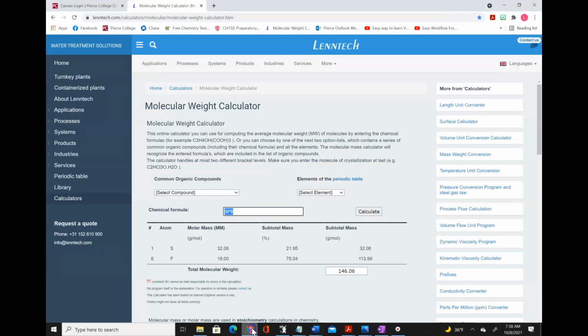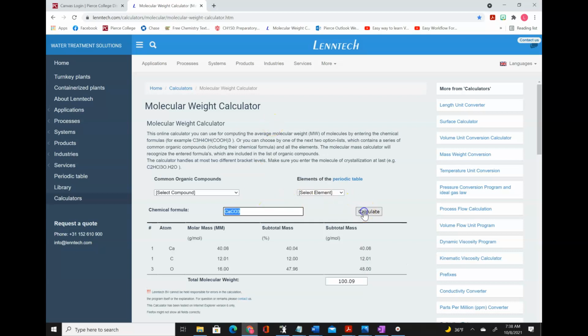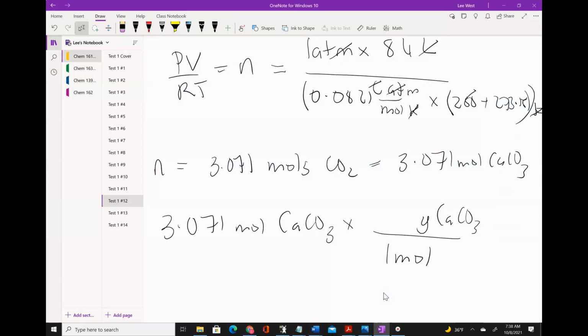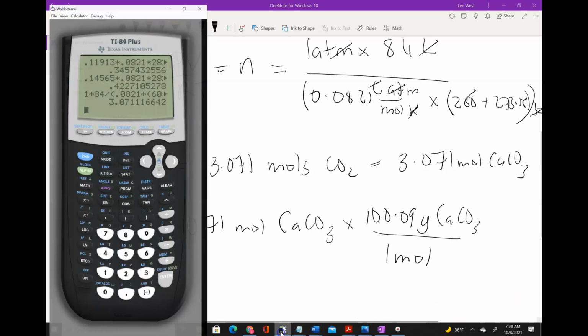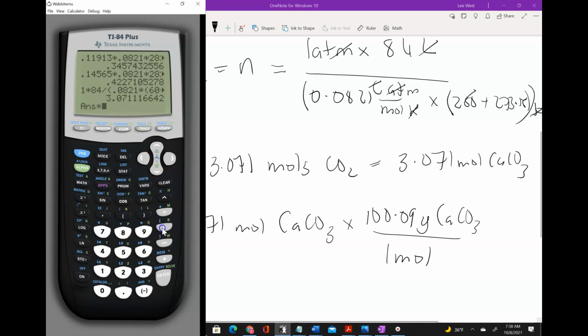So go over to my handy dandy molar mass calculator, CaCO3, and then we're going to calculate 100.09. And there we are. Alright, so pretty straightforward. Times 100.09, enter, and there it is.